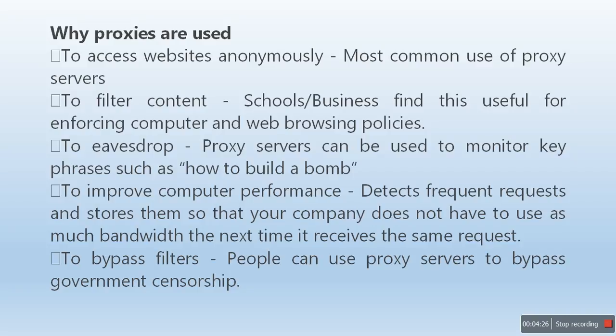Proxies are used for a few good reasons. Its most common use is to access websites anonymously. Another important use is to filter internet content. Schools and businesses often require this to enforce access policies. It's also used to speed up internet access through caching of web pages. It can be used to eavesdrop. Government departments use information gathered from proxies to flag and trace perpetrators of illegal activities, such as how to build a bomb.